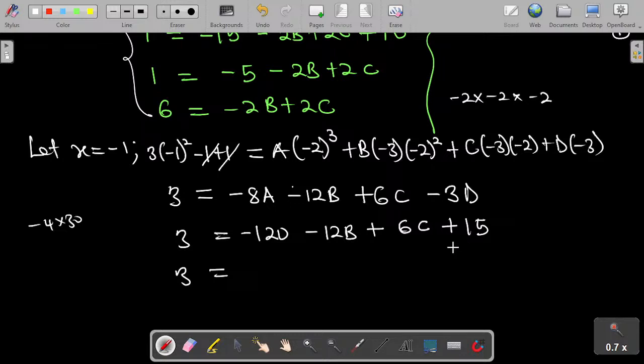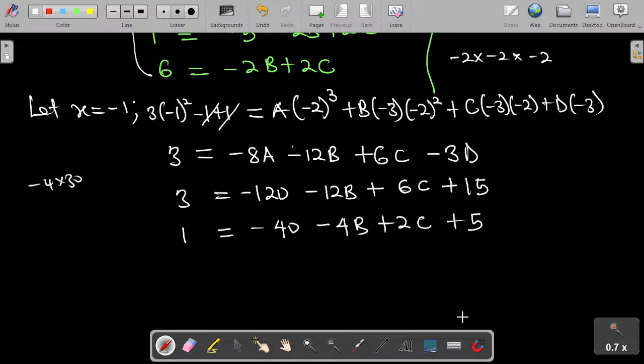Meanwhile, if you watch carefully, you see that 3 can divide through everything here. Is that possible? Yes. If 3 divides 3, we get 1. If 3 divides 120, we get minus 40. If 3 divides 12, we get 4b. If 3 divides 6, we get 2c. If 3 divides 15, we get 5. This is just to reduce the equation so that it will not be too high.